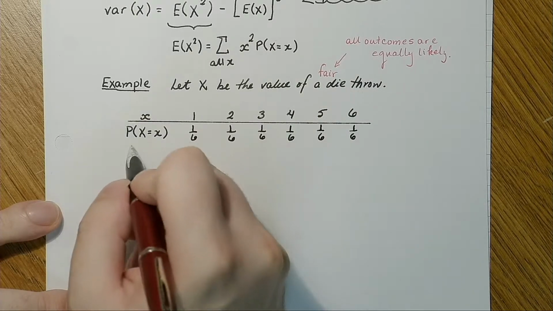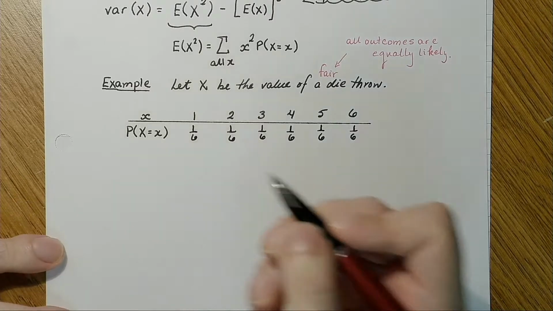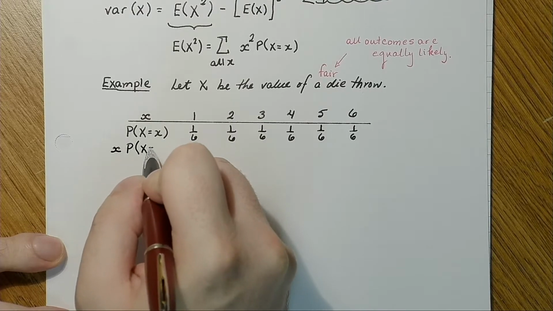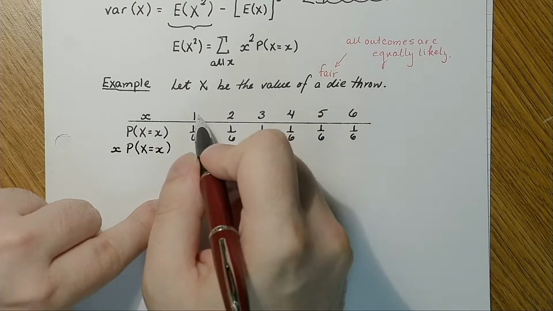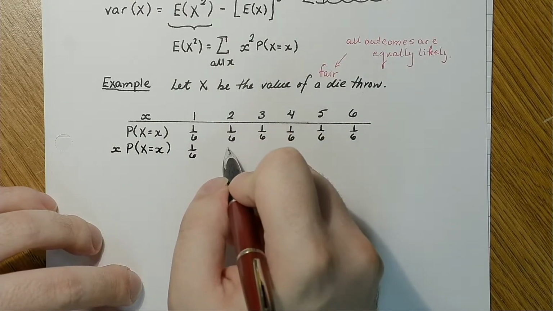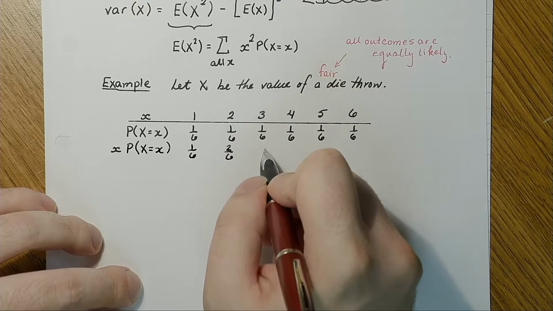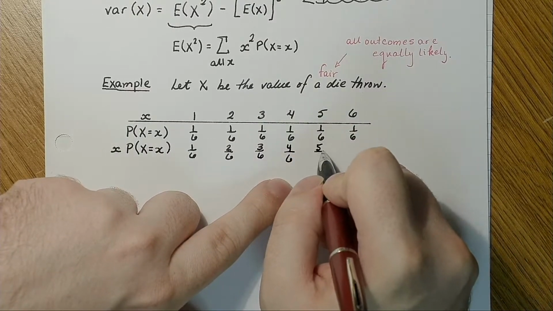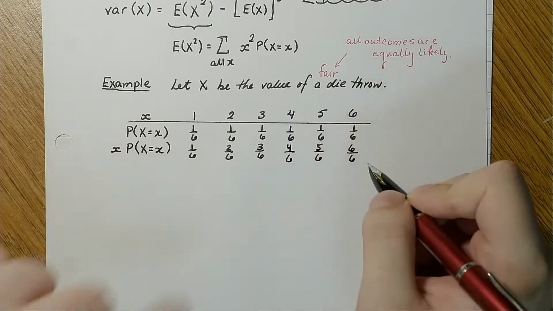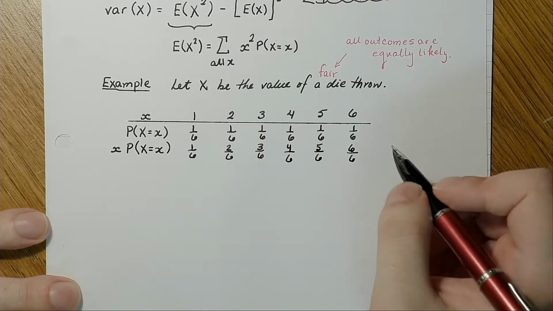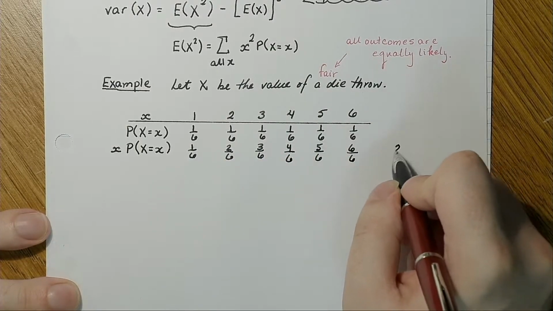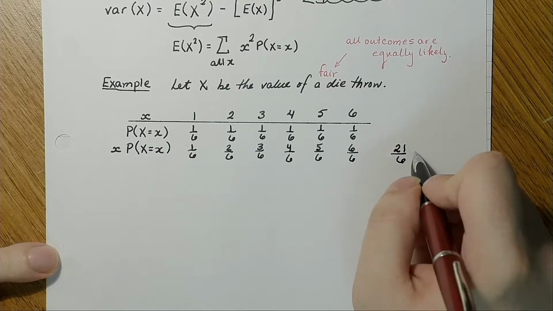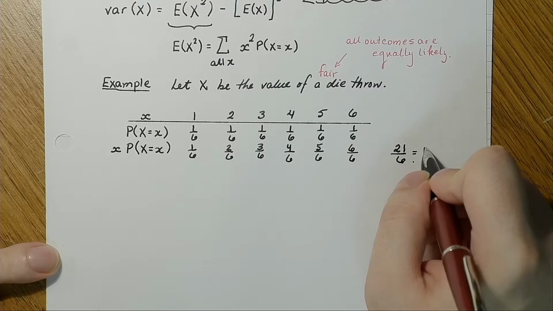And if we do calculate, let's multiply the value times the probability. So that's 1 times 1/6, so that's 1/6. I have 2 times 1/6, that's 2/6. 3 times 1/6 is 3/6. 4 times 1/6 is 4/6. 5 times 1/6 is 5/6. And 6 times 1/6 is 6/6. If I add these all up, that gives me 21/6, and that is the expected value of x.